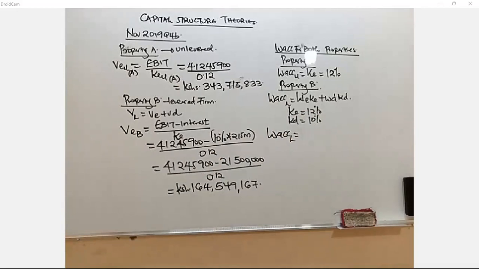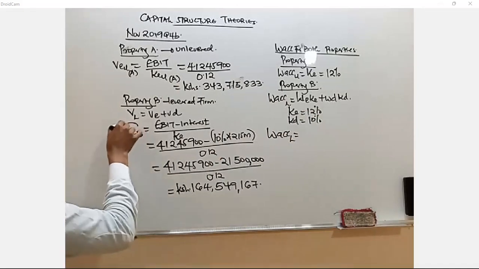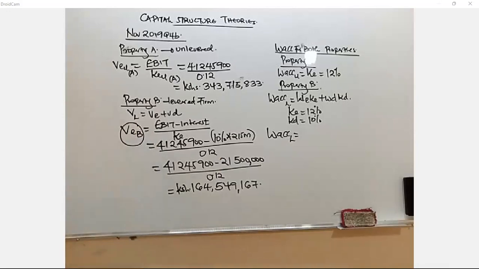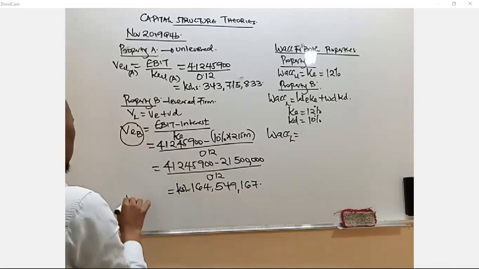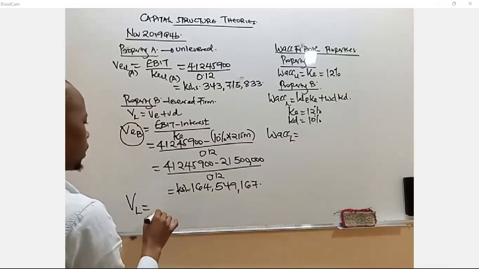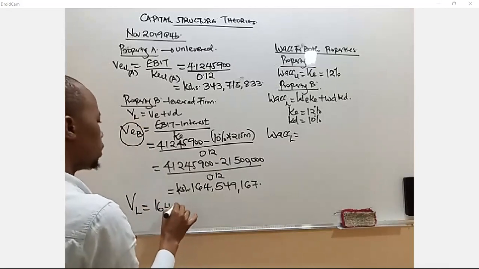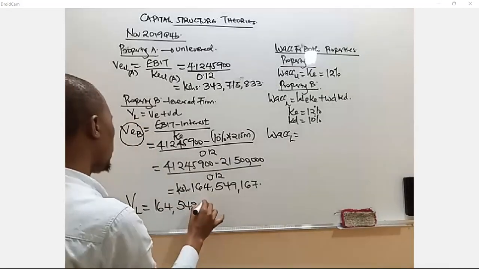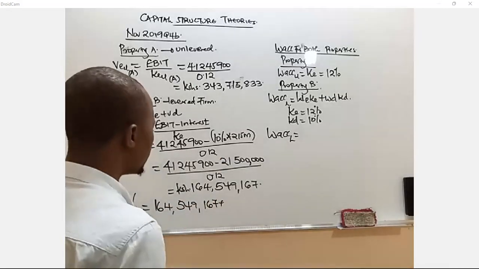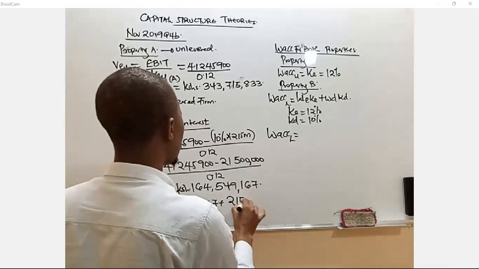And we say we have to be taking the value of debt plus the value of what? The value of debt plus the value of equity. I think there is something which I did not continue here, because what I was able to get here was the value of equity, correct? So in this case, to determine the value of the levered farm, you just take the value of equity, 164,549,167, plus the value of debt, which is around 215 million.